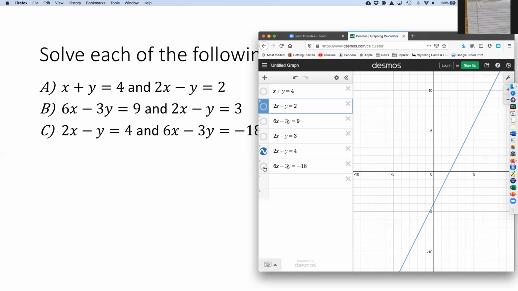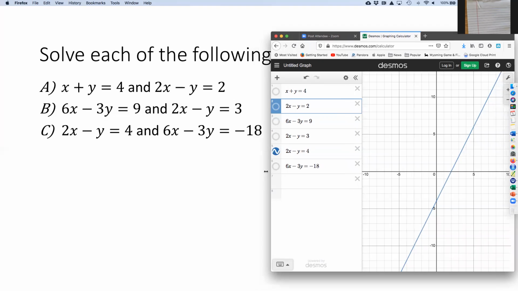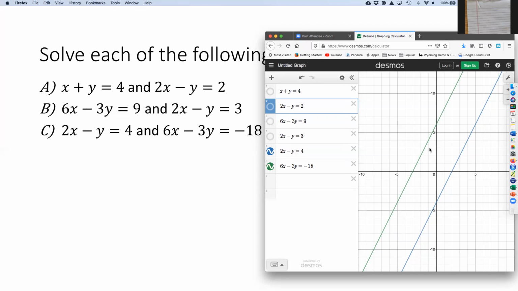Now, if we go to the last one, we have 2x minus y equals 4 and 6x minus 3y equals negative 18. If you can see it right there, and hit that, you'll see that these are two parallel lines. In fact, if you were to write out their equations, divide this side by 3 on both sides, you'll see that basically it's 2x minus y equals, I think, negative 6. So then you get these two basically parallel lines, which means there are no solutions.